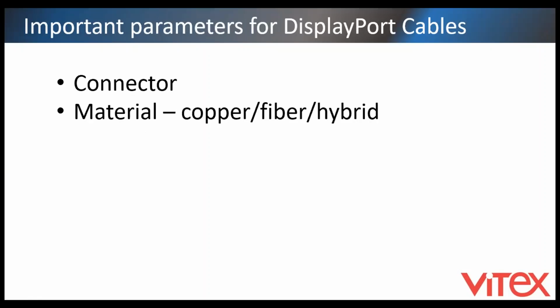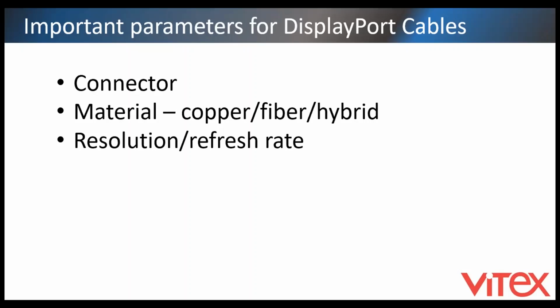The type of material which is used for the cable. There are three main materials: copper, fiber, and hybrid. The third important parameter is the resolution or the refresh rate, which is specific to your graphics card and the type of display you are using. The fourth is the length, as to how long a cable you need for your specific application.